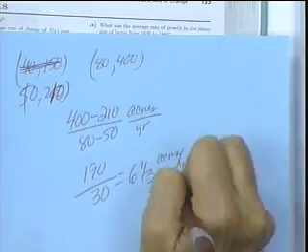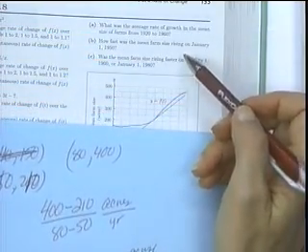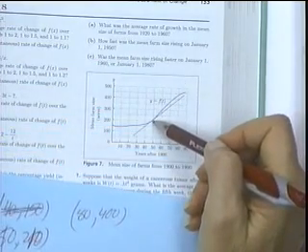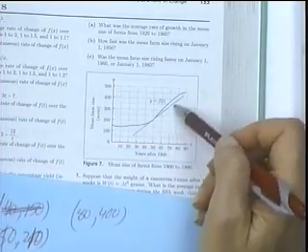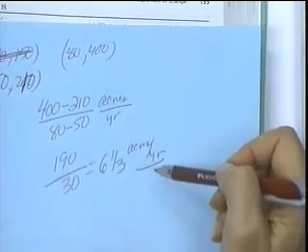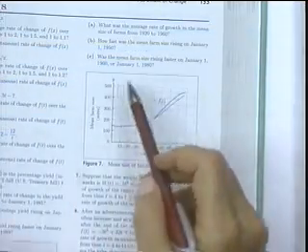Acres per year. All right, so the question is, how fast was the mean farm size rising on January 1st, 1950? We had to get a little tangent line in there and estimate the slope of that tangent line, and it comes out that it was growing at about 6 1/3 acres per year. Is that good? All right.